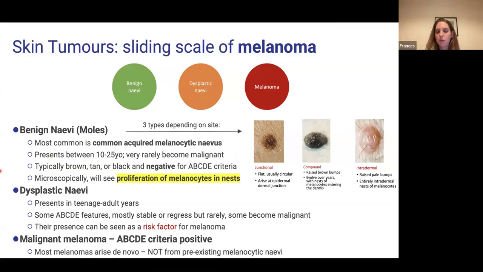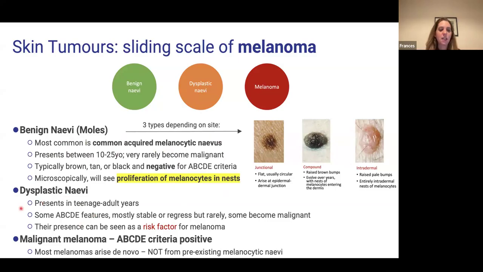Typically, these arise pretty young, and they very rarely become malignant. They will be negative for your ABCDE criteria, which we'll go through in a second. And microscopically, you'll see proliferation of those melanocytes in nests. So you do get a bunch of melanocytes that have basically divided in a single area.